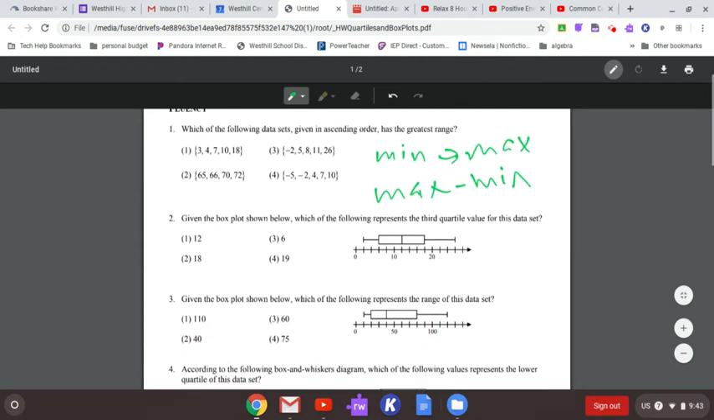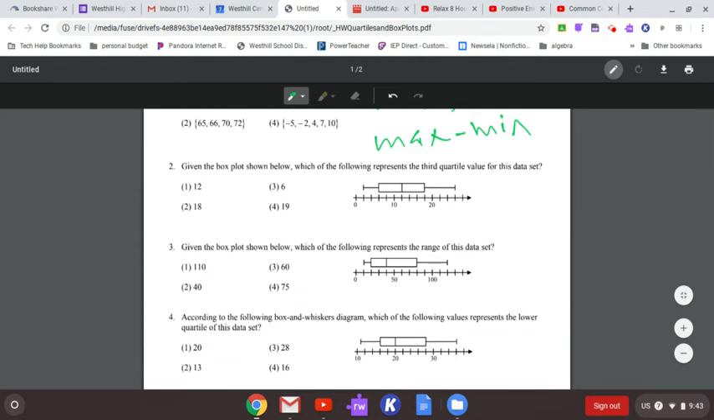If you take a look at number 2, we're looking at what's the third quartile. Remember from the notes video you watched, this first one is your min. This is Q1. This is Q2, or your median. This is Q3, and that is your max. Those are the 5 parts of the plot. That will help you answer number 2.